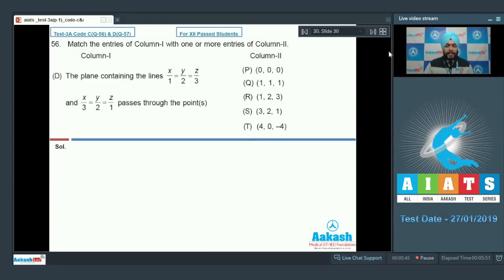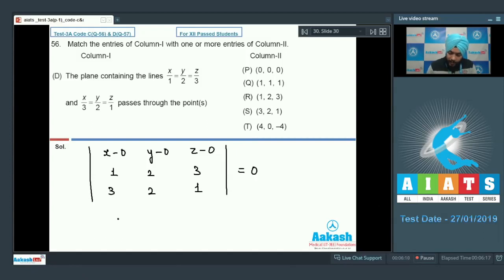The plane containing the lines x upon 1 equals y upon 2 equals z upon 3 and x upon 3 equals y upon 2 equals z upon 1. So if the plane is containing the lines, so x minus 0, y minus 0, z minus 0, because both the lines intersecting at origin, the direction ratios of both the lines are perpendicular to the normal vector. So we have 1, 2, 3 here and 3, 2, 1 here equals to 0. You'll get x minus 2y plus z equals to 0, which is same as A part. So P, Q, R, S, T is the correct match. Okay. Let us move forward to the next match the column.